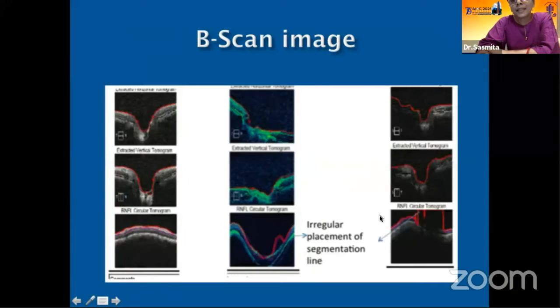So these are the B-scan images, just to know whether the demarcation lines are properly placed and whether the segmentation lines are correct or not.